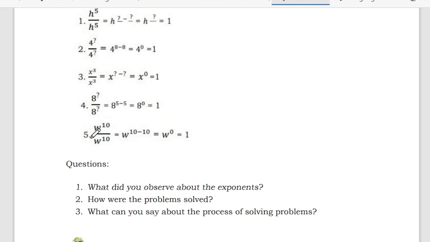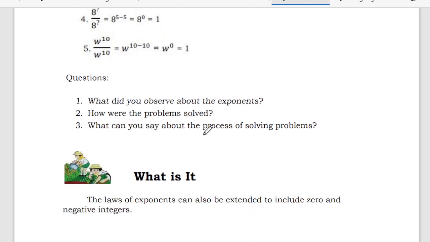You don't need to answer anything here because it's already given. All are given, so there's no missing answer here. So I think you don't need to answer this one here. Okay, what did you observe about the exponents? How were the problems solved? What can you say about the process of solving the problems?